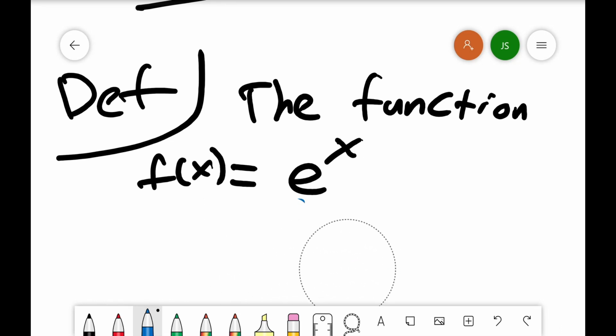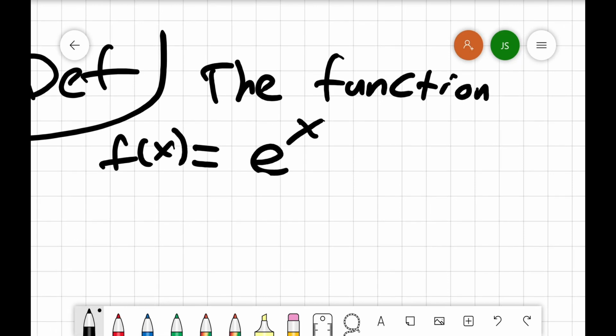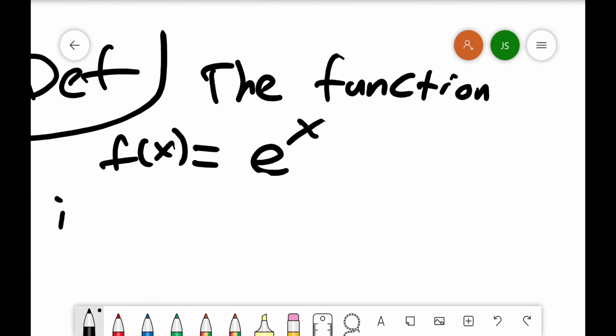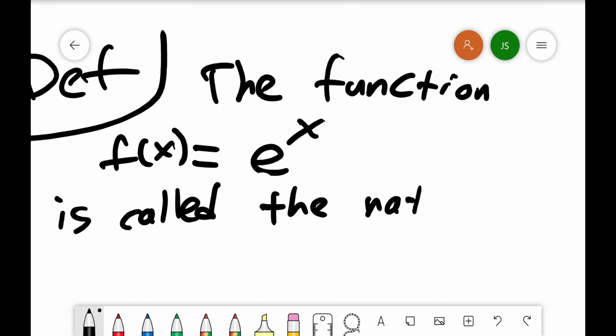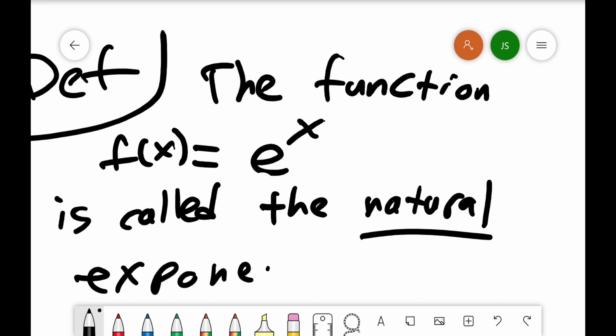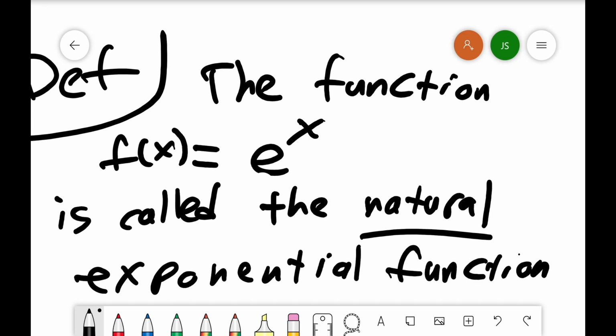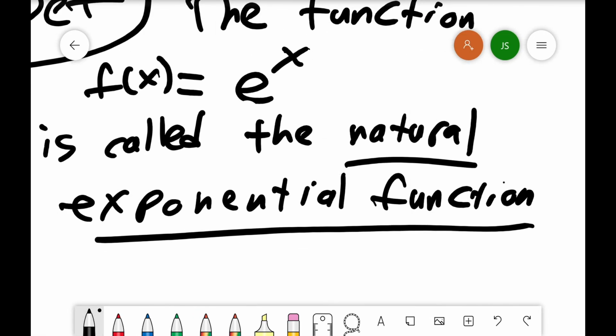But e to the x is going to be called the natural exponential function. Why is it the natural exponential function? It works out really well in calculus, it turns out. And if you had any exponential function, you probably want e to the x here.